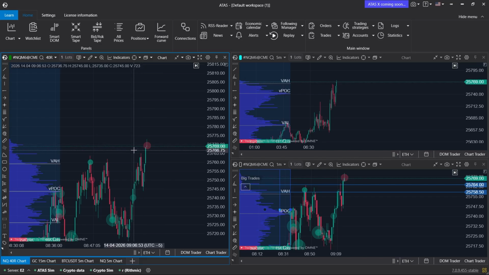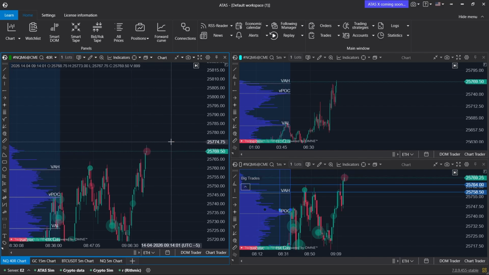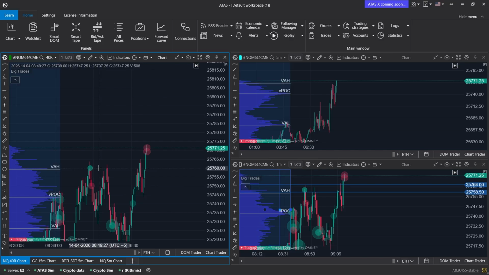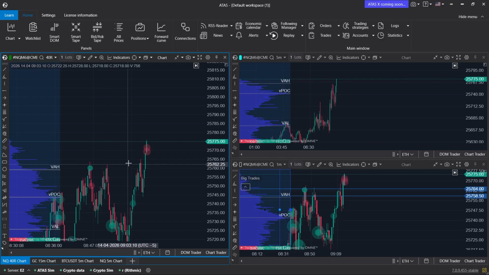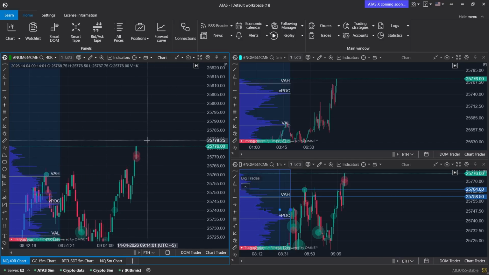If these sellers get absorbed, then I'll take this buy trade. Whatever it does over here, I'll be taking a trade, right? Because it's at the value area high. And if any momentum is going to happen, it's going to happen right now. You can see the sellers are getting absorbed, right? I'm just waiting for it to retrace a bit and give me a good entry.